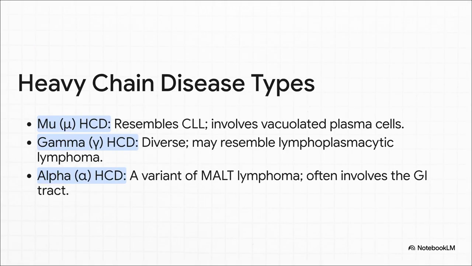They come in 3 main flavors, named for the heavy chain that's involved. Mu heavy chain disease often looks a lot like CLL, and it even has these characteristic vacuolated plasma cells. Gamma can be more diverse, and alpha is actually considered a variant of MALT lymphoma, which we often find in the GI tract. The key is to recognize what they can mimic.